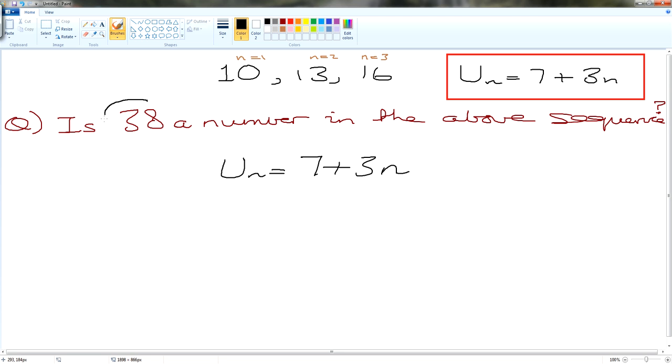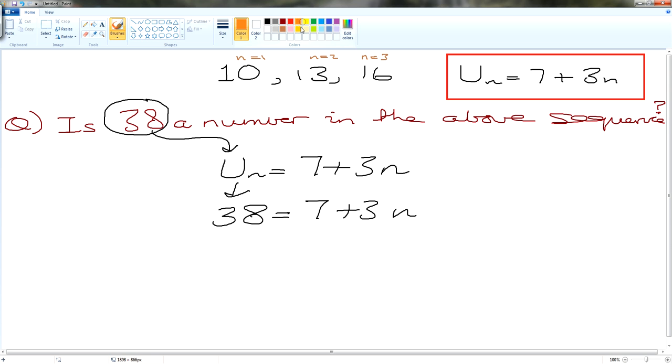So this 38 here, they're asking, is this a number in the sequence? Meaning, is this an answer to one of the term numbers? So we've got to put for UN the term number 38. So they've given us the answer. They're saying, is this one of the answers to the number pattern? So we're going to find out whether that exists. So let's try that then. So 7 plus 3n. So what do we need to do? We need to work out the term number that would generate 38 as an answer, if it is an answer in this.